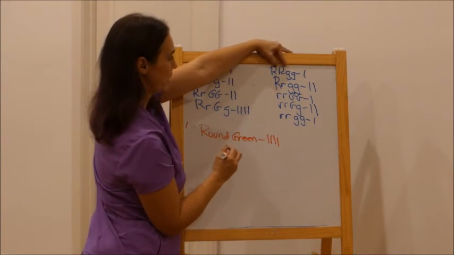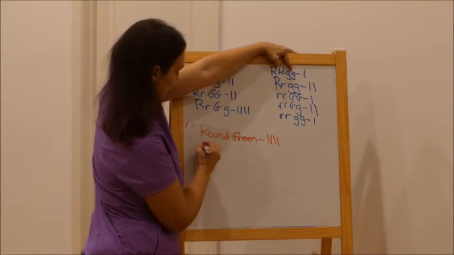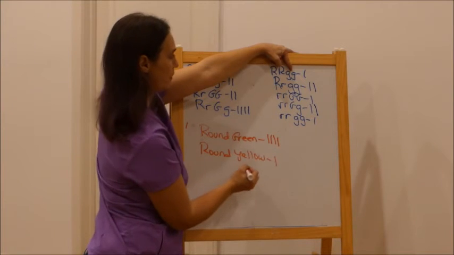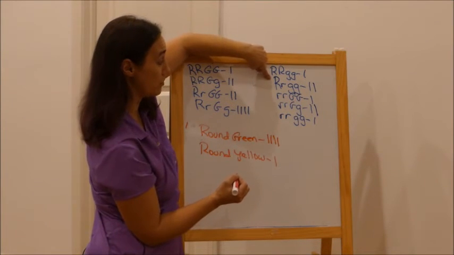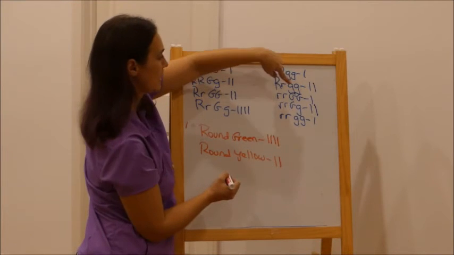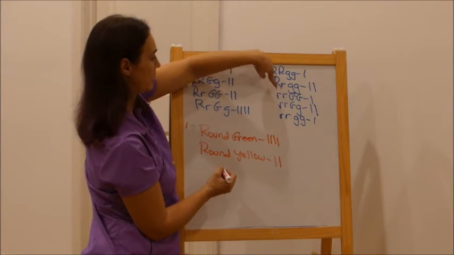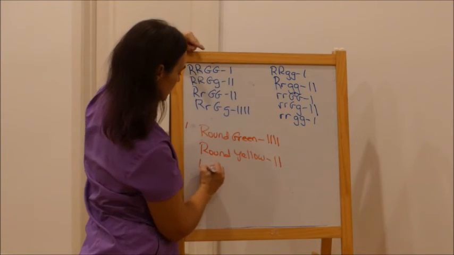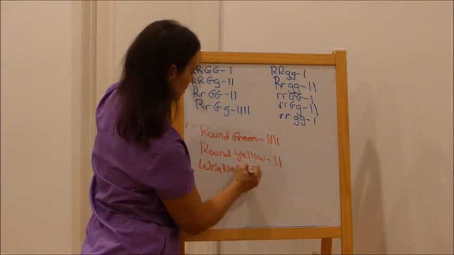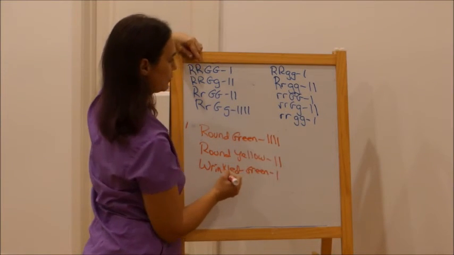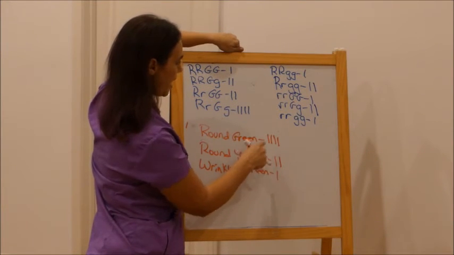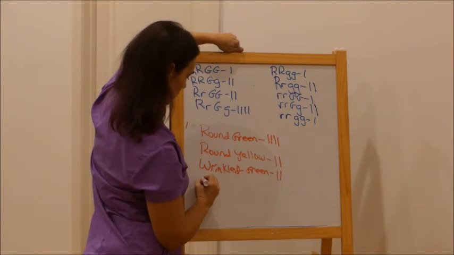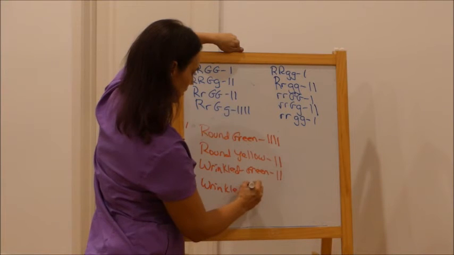Look at this one though. This one is round and yellow. So that's a new phenotype, round and yellow. One of those. This one is also round and yellow. This one is wrinkled, okay, and green. So this is a new phenotype, wrinkled and green. So there's a phenotype for that one. All right, then we have wrinkled and green again, here. And then we have wrinkled and yellow.